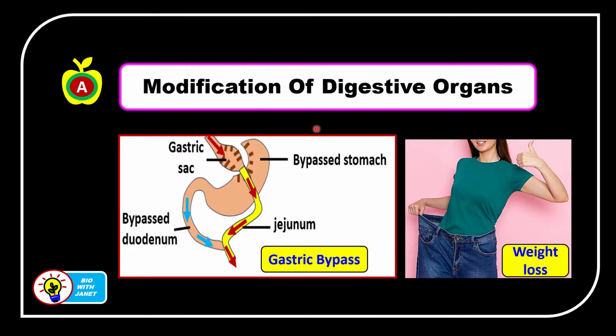There are 2 parts to this video. The first part is A, modification of digestive organs, such as the stomach. All right, so we're going to talk about the gastric bypass, which is carried out on individuals who are obese, and it can help them to lose weight.